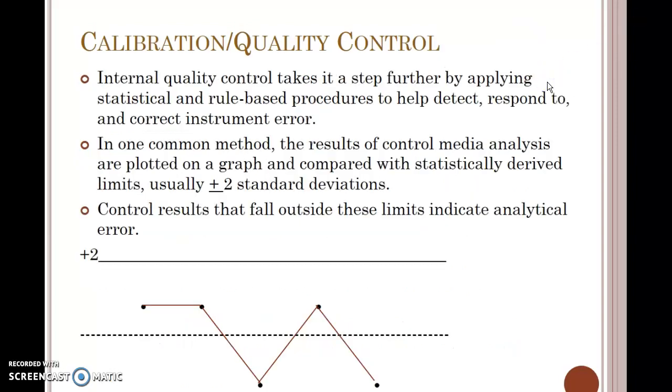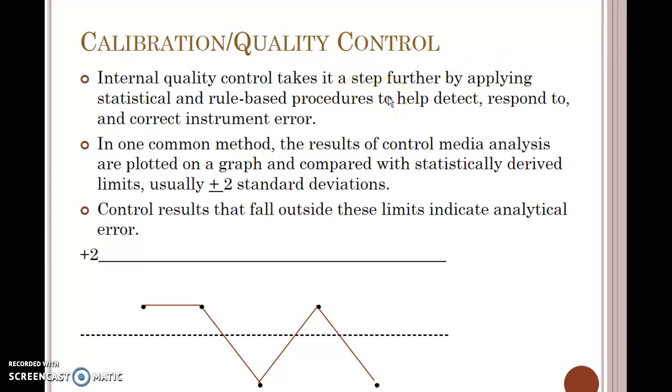And this is just another schematic of calibration and quality control looking at standard deviations. So the internal quality control takes it a step further by applying statistical and rule-based procedures to help detect, respond to incorrect instrument error. In one common method, the results of control media analysis are plotted on a graph and compared with statistically derived limits, usually plus or minus 2 standard deviations. So the control results that fall outside these limits indicate analytical error. So if all of the dots fall within those plus 2 and minus 2 standard deviations, then the blood gas machine is in control.